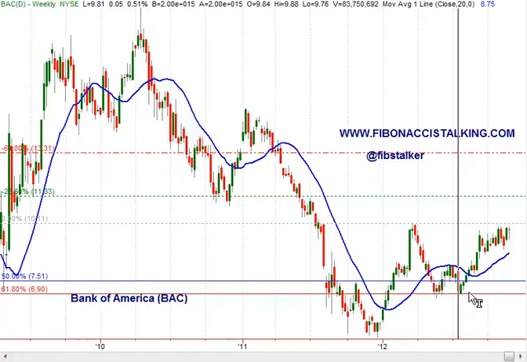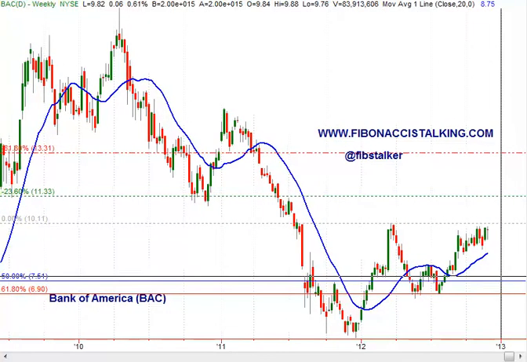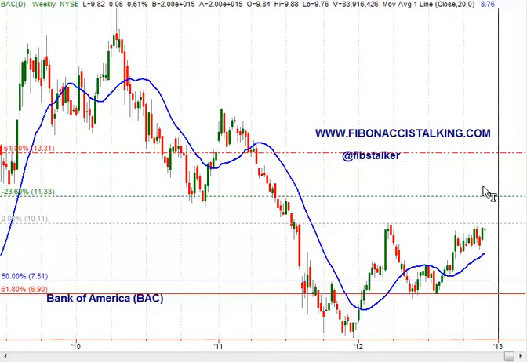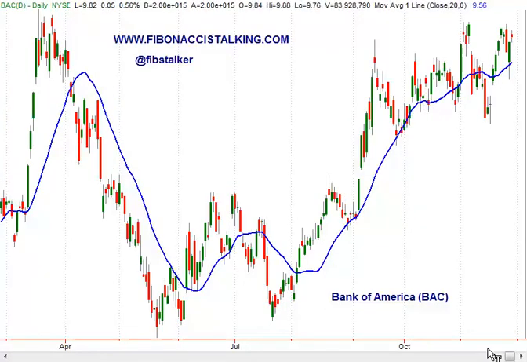So I will consider this measure move valid, and it has a first target at 11.30 and a second target at 13.30. If the general market keeps moving higher, so if we move above 1,419 in the SP500, this stock will follow, and we have a first target at 11.30. So let's move to the daily chart and see what's going on in this chart.